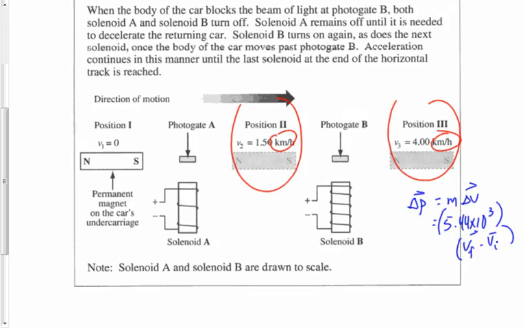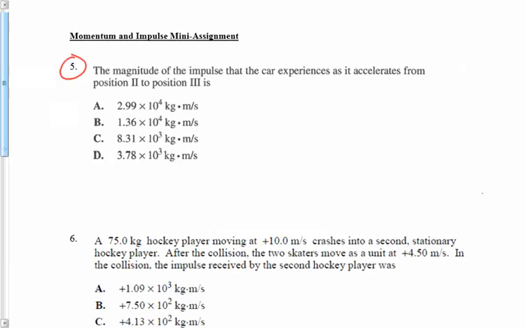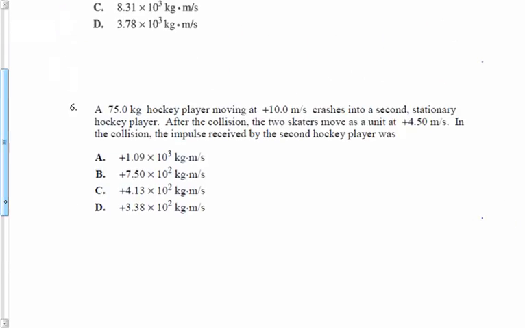A 75 kilogram hockey player moving at 10 crashes into a second stationary hockey player. After the collision, the two skaters move as a unit, so they stick together here, right? They combine. Both positives, right? That's good. I don't know anything about object number 2. In the collision, the impulse received by the second hockey player was what?